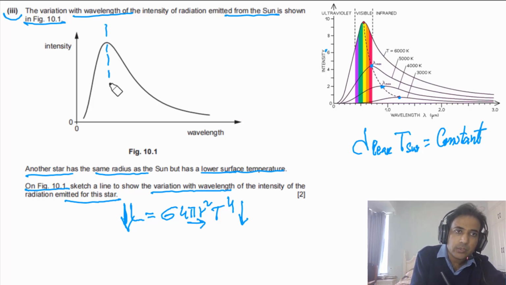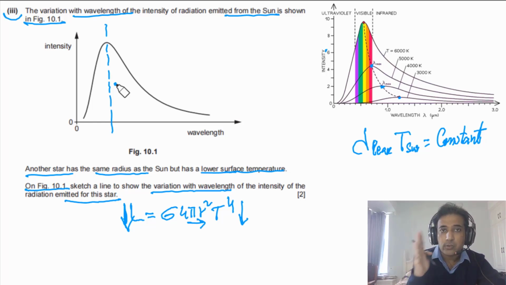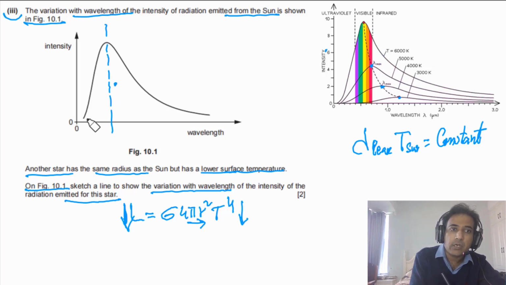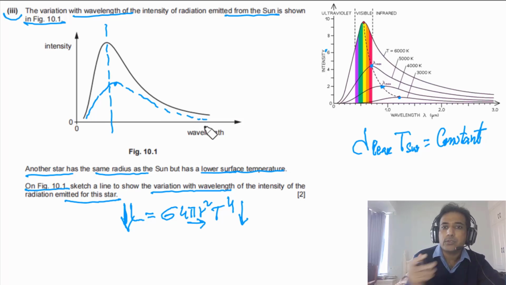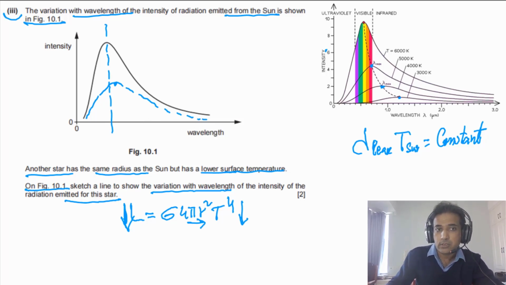So we can draw the line here. This is the peak, so the next peak has to be lower and it has to be at a longer wavelength. So it has to be somewhat like this, lower and at a longer wavelength. Now we simply connect this, it has to be always lower. This is how you can sketch the curve, and if you have drawn this you will get 2 marks. The wavelength has to be longer and the peak intensity has to be lower.